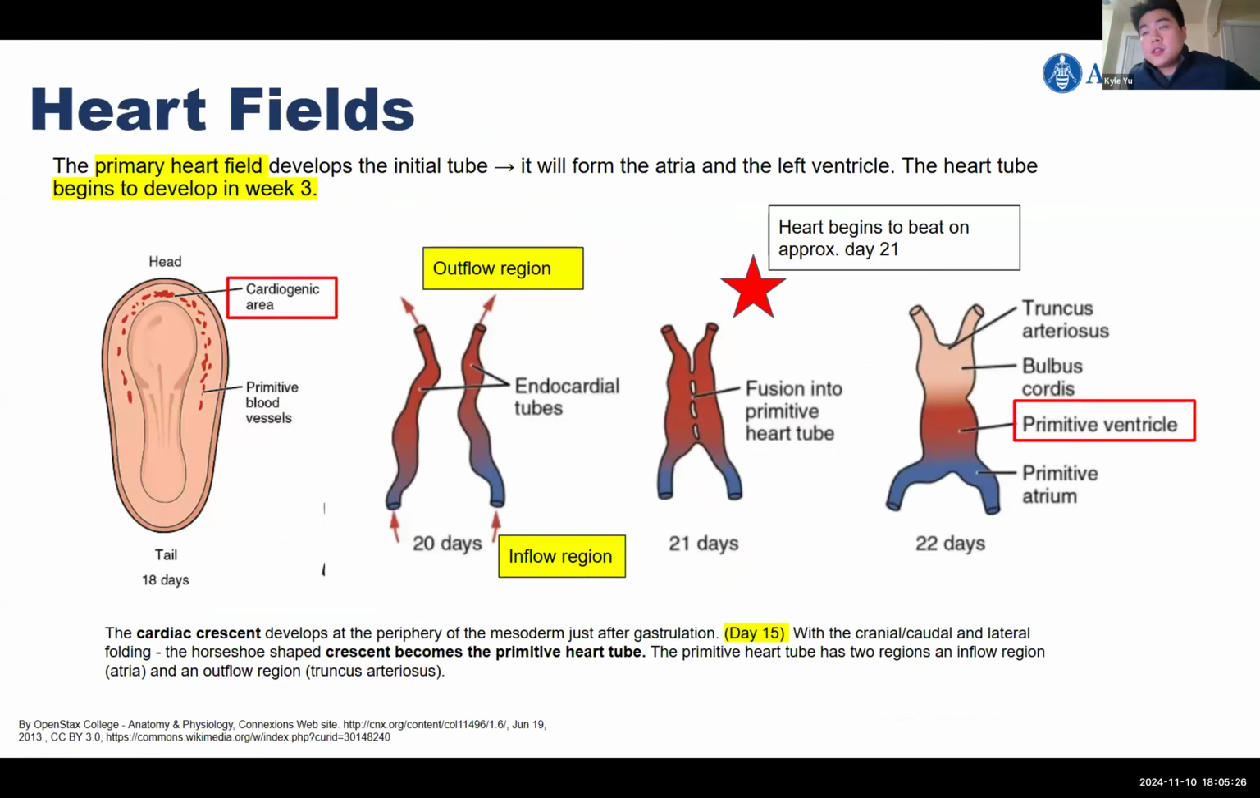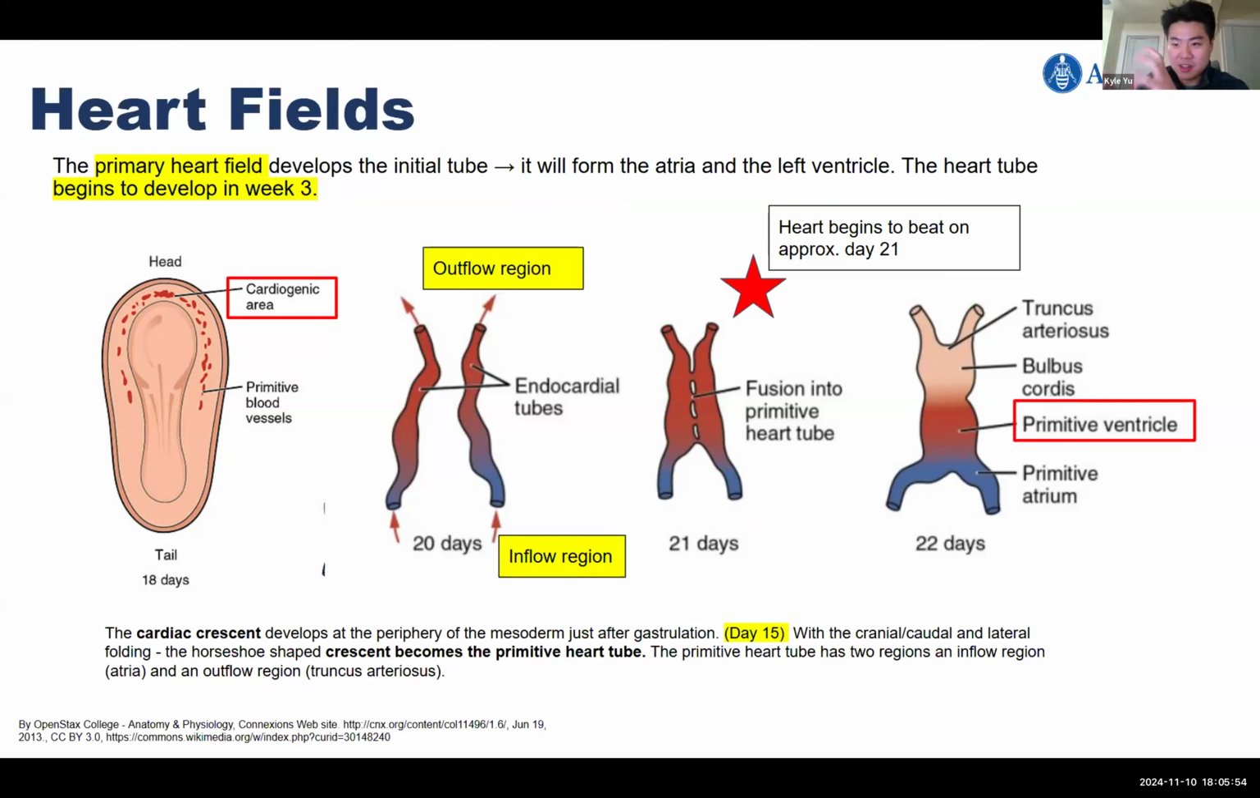All right, so first we're going to discuss heart fields. There are two heart fields, primary and secondary. The primary heart field develops into the initial tube, and this will form the left and right atrium, as well as the left ventricle. This starts developing in week 3. Then the cardiac crescent develops on the periphery of the mesoderm around day 15, and forms a little crescent, a horseshoe type region.